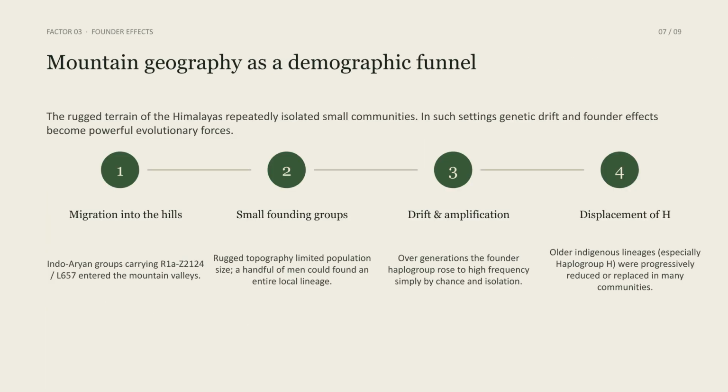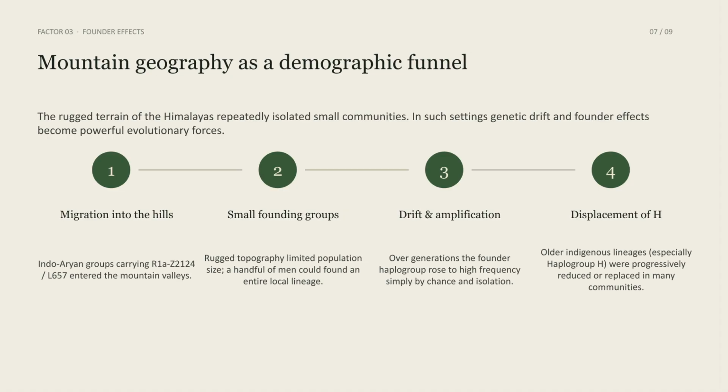Geography also acted as a funnel. Rugged Himalayan terrain isolated small groups, allowing genetic drift to amplify the R1a marker. Over generations, this significantly reduced or replaced older indigenous lineages in many communities.